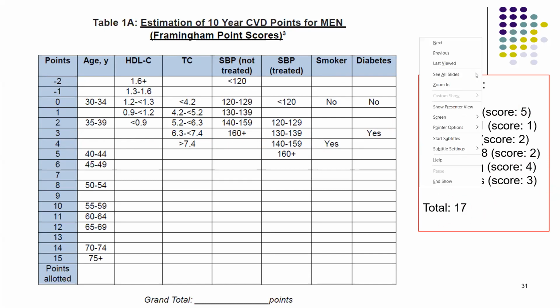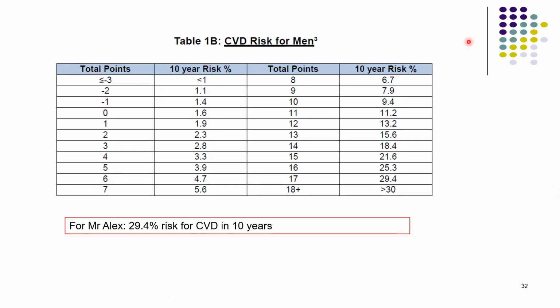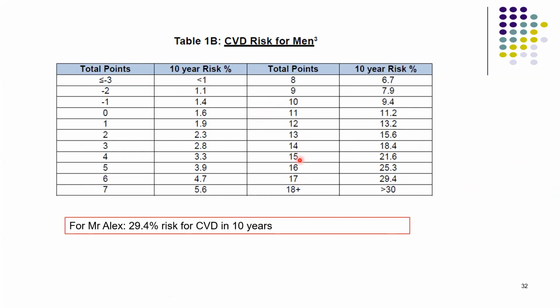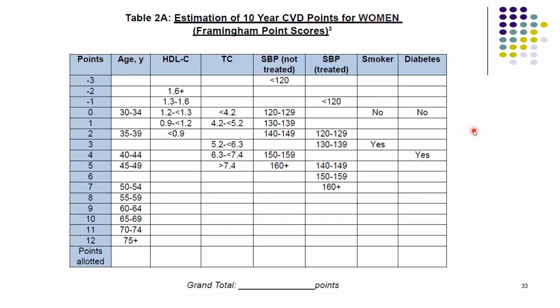So after we total it up, we get 17. Now we refer to another table. 17 means there is a 29.4% 10-year risk. Of course this is high, 29.4. This one is for female.